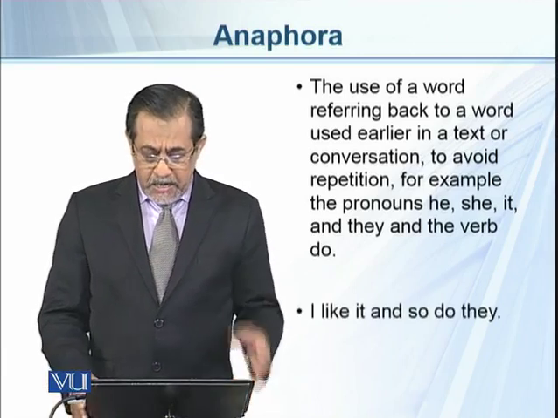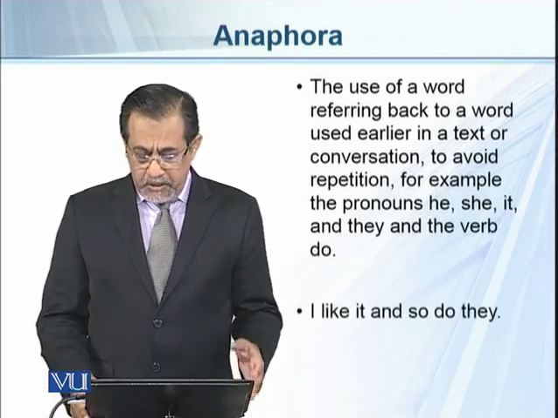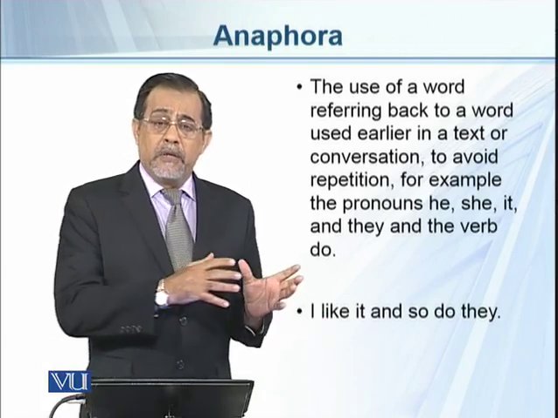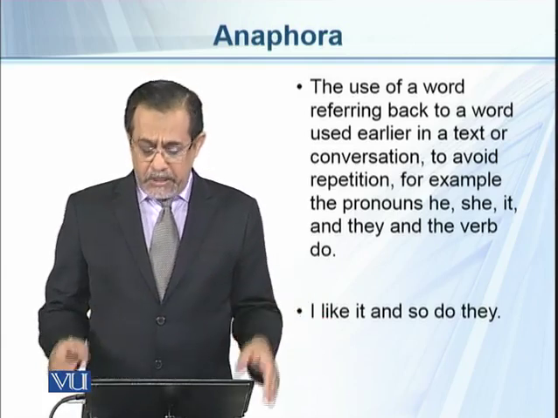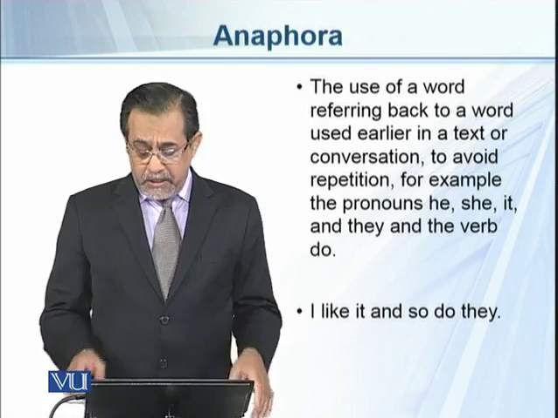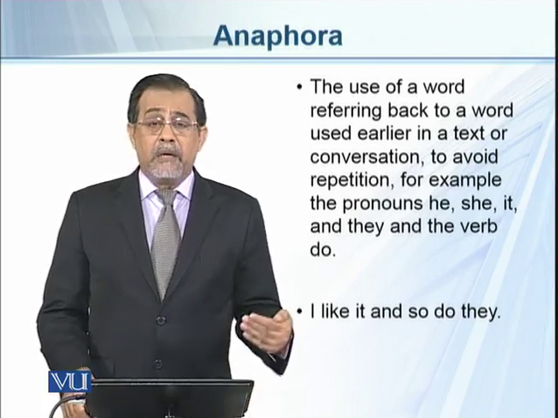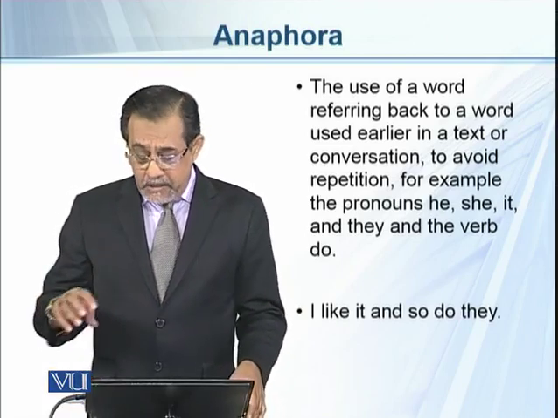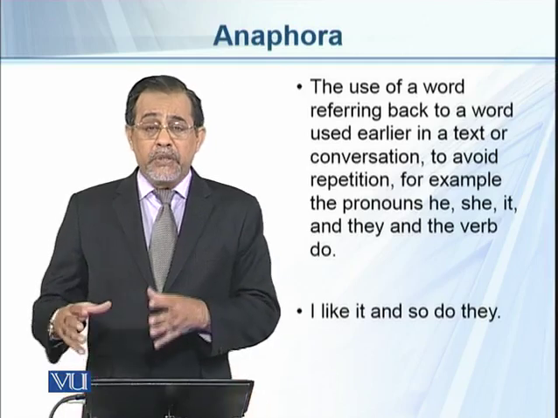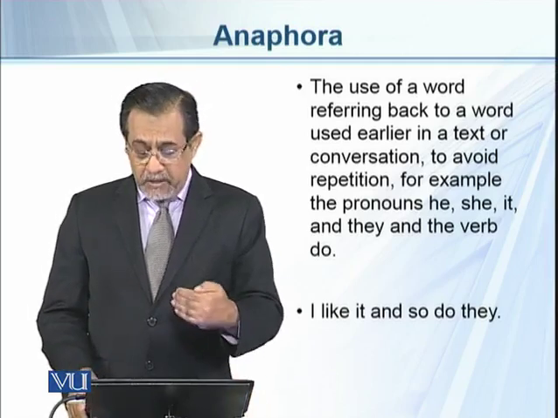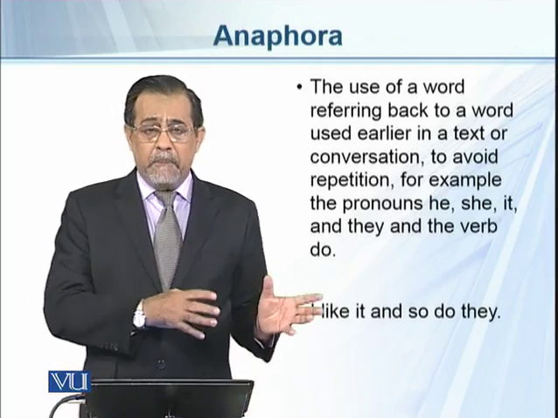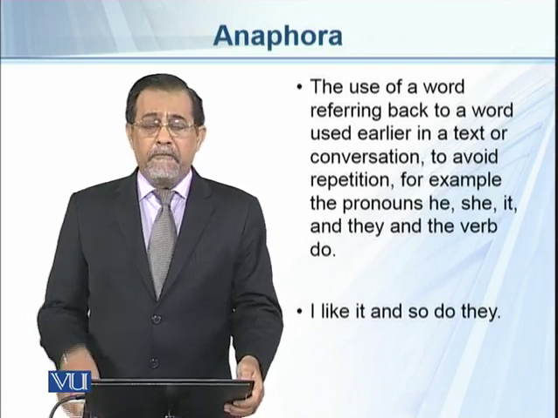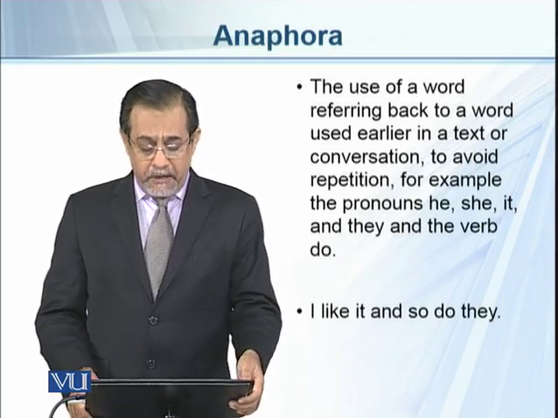For example, I like it and so do they. So it obviously refers to some thing or some object which was mentioned earlier, and do in this sentence refers to the verb like. So do they, like they also like. In fact this was the sentence after, and so they like. So they also refer to some people mentioned previously. So whenever we use these things, we are in fact in the process of anaphora.